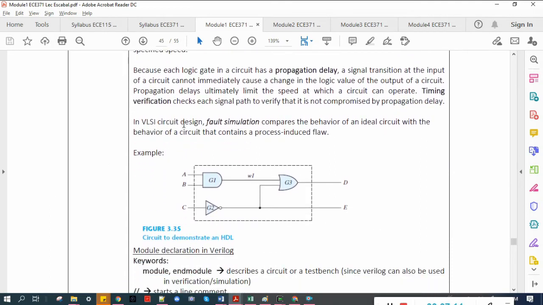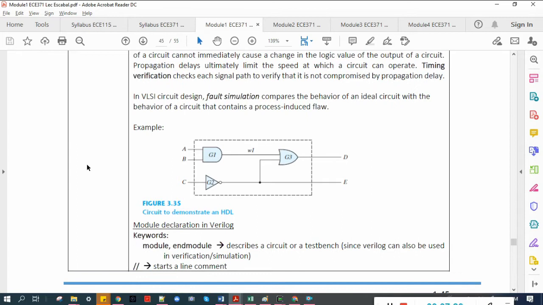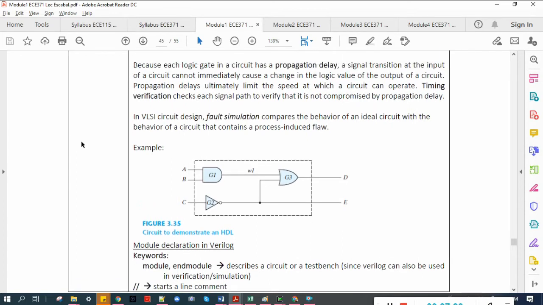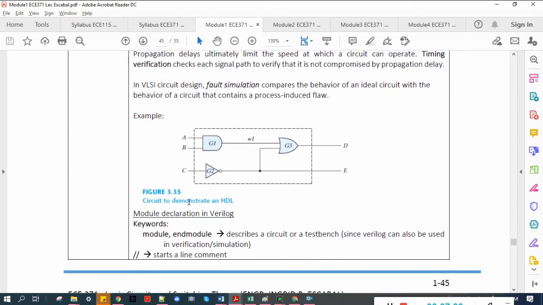In VLSI circuit design, fault simulation compares the behavior of an ideal circuit with the behavior of a circuit that contains a process-induced flaw. We also perform fault simulation aside from timing verification. We have here an example figure for modeling to demonstrate the use of Verilog HDL.